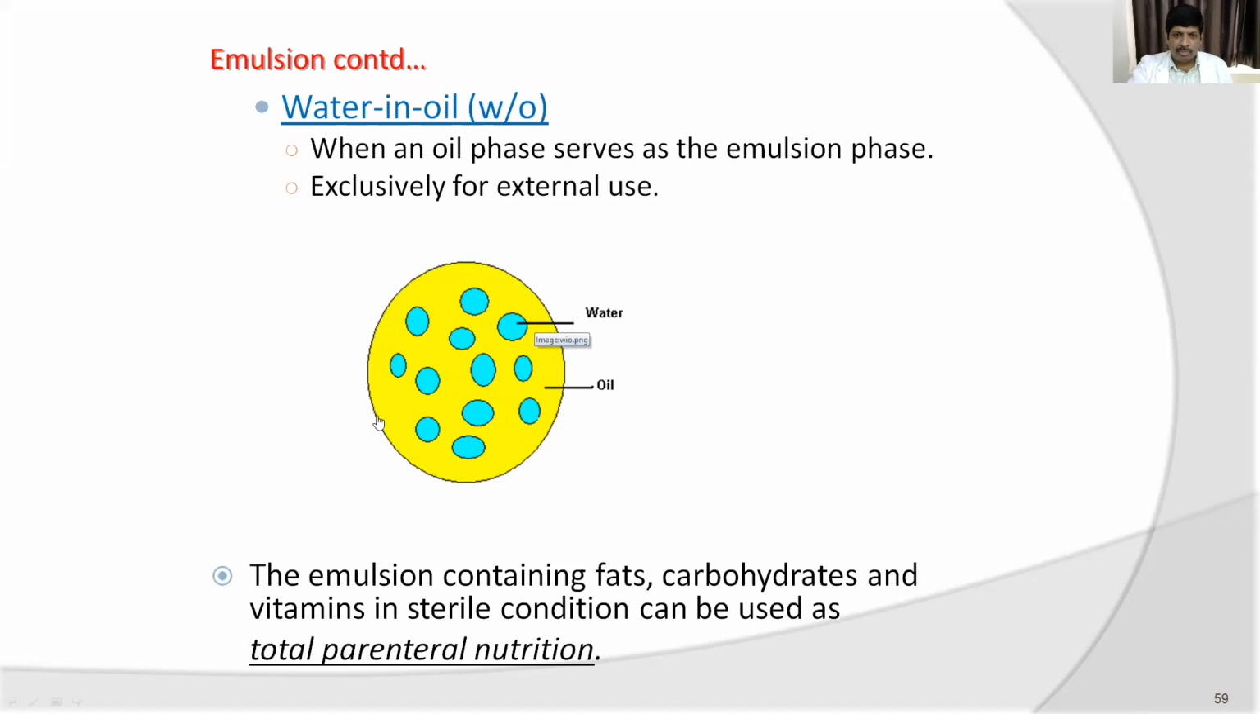Next is water in oil. That means oil is more, water is less. So these are the water droplets, and that's why it is written as W/O. Okay. So here oil becomes dispersion medium, and water becomes dispersed phase.